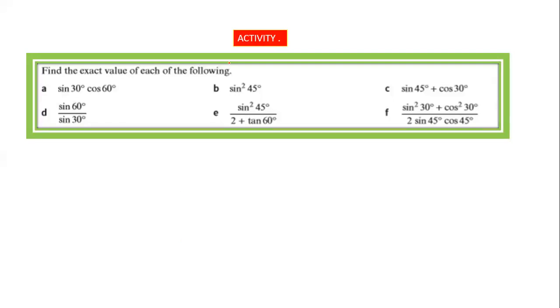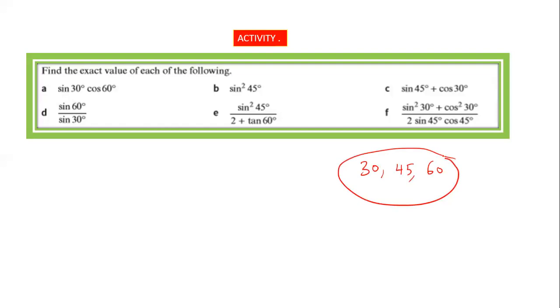You are taking a screenshot. Yes, 30 and 45 are special angles. Okay, let me first, in fact, emphasize it. 30, 45, 60 are special angles.